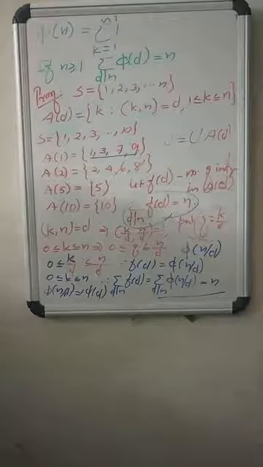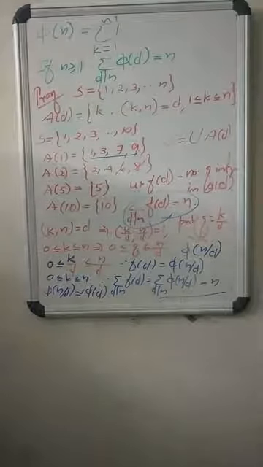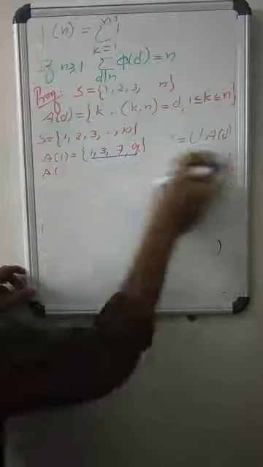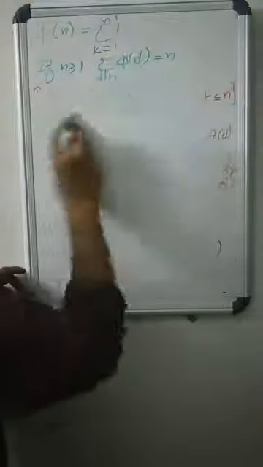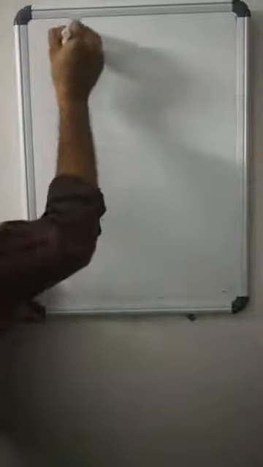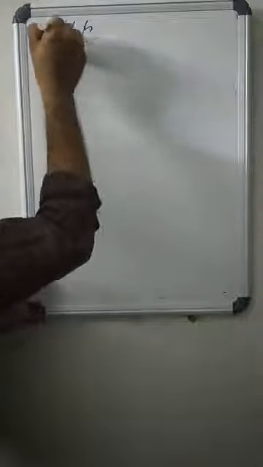Now, this is the first theorem relating to the Euler totient function. Now consider another one: the relation connecting phi and mu. How to connect phi and mu?